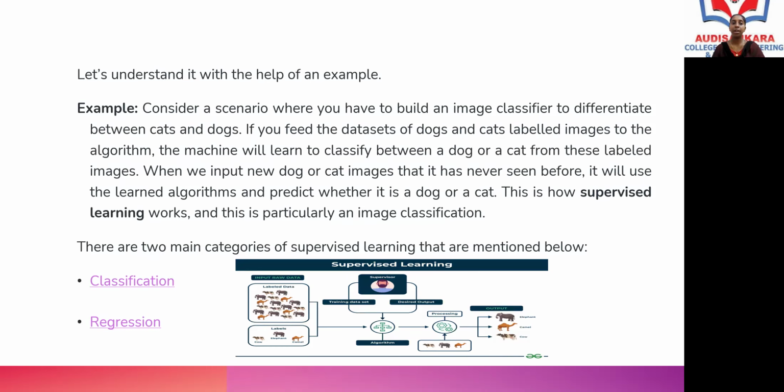An example of supervised machine learning: consider a scenario where you have to build an image classifier to distinguish between cats and dogs. If you feed the dataset of labeled dog and cat images to the algorithm, the machine will learn to classify between a dog or a cat from these labeled images. Then we input dog or cat images that it has never seen before. It will use the learned algorithm and predict whether it is a dog or cat. This is how supervised learning works, and this is particularly image classification. And this is the example for supervised learning.